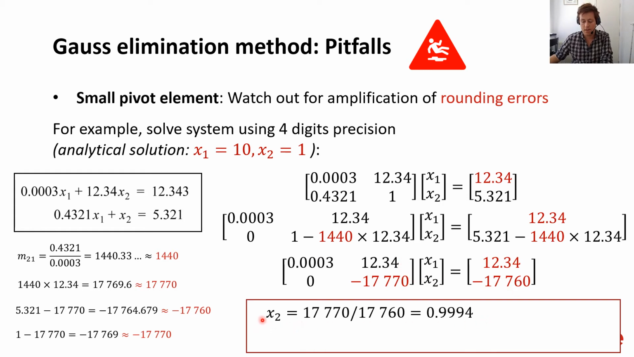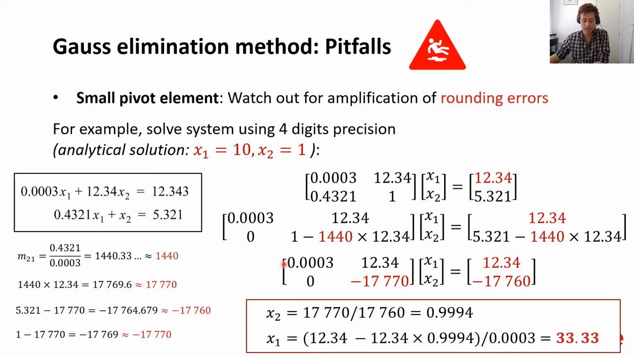So we start with the second element, the second unknown x2. So the right-hand side divided by the diagonal coefficient, and this is 0.9994. And this is quite okay. This is pretty close to the real solution of x2 is equal to 1. However, let's take a look at our first equation.